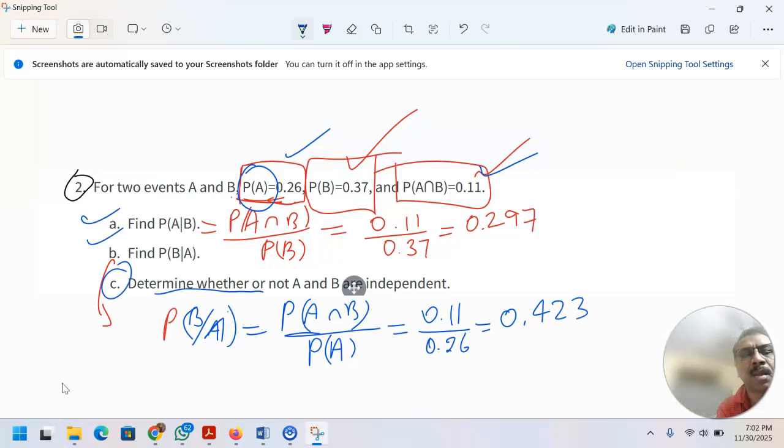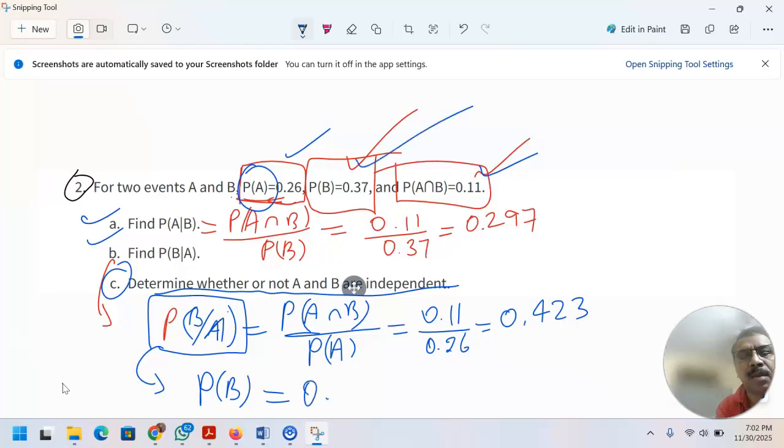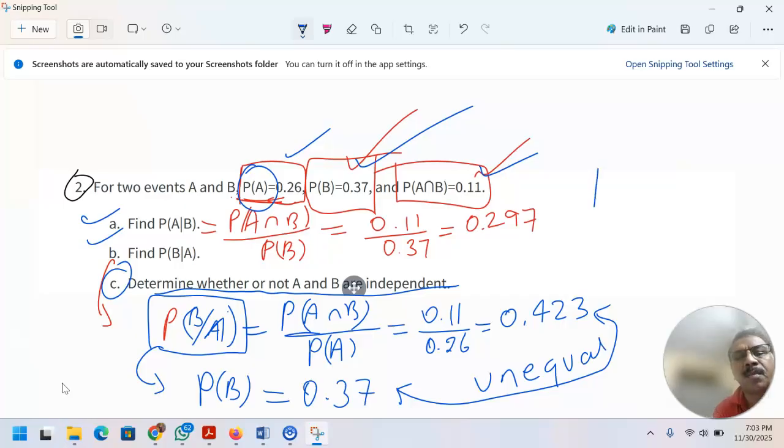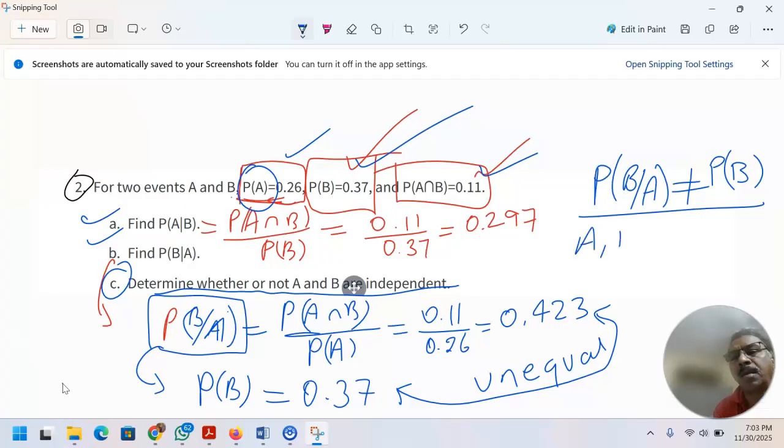The third question is whether or not A and B are independent. So we have this piece, and we want to know: is this equal to the probability of B? Now, what is the probability of B? It's already given to you, it is 0.37. You can see these two pieces are not the same, they are different, so unequal. Because these two are unequal, the probability of B when A has occurred is not the same as the probability of B. So that's why we say A and B are not independent.